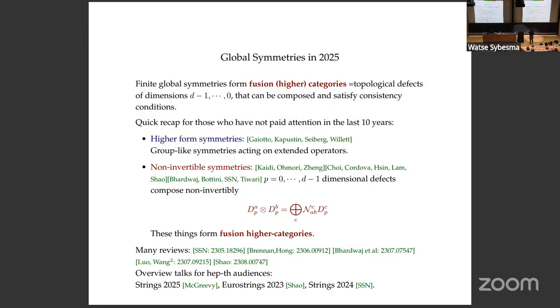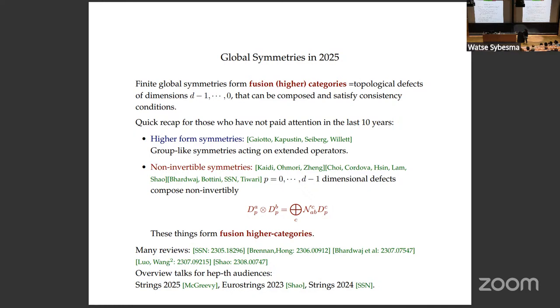So a quick recap, if you've not paid attention the last 10 years on this subject. Of course, in 2014, the first generalization was from standard global symmetries acting on point operators to higher form symmetries acting on extended operators like Wilson lines, 't Hooft lines, and so on. But then in the last 2 years, there are these so-called non-invertible or categorical symmetries, which compose beyond the sort of group-like composition. In particular, they don't have inverses. So that's why they're called non-invertible, and it's really synonymous to this categorical language.